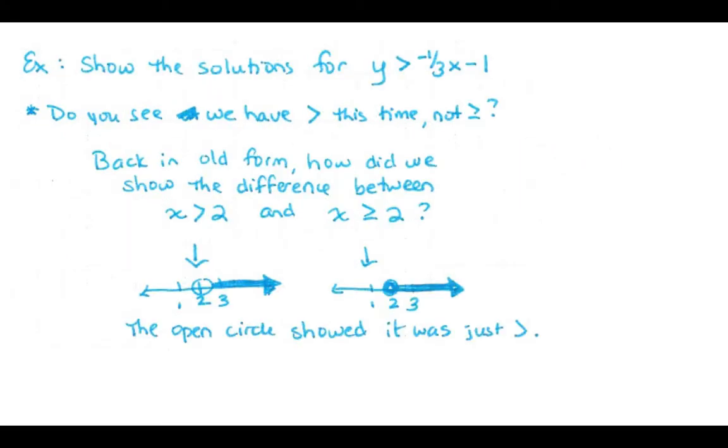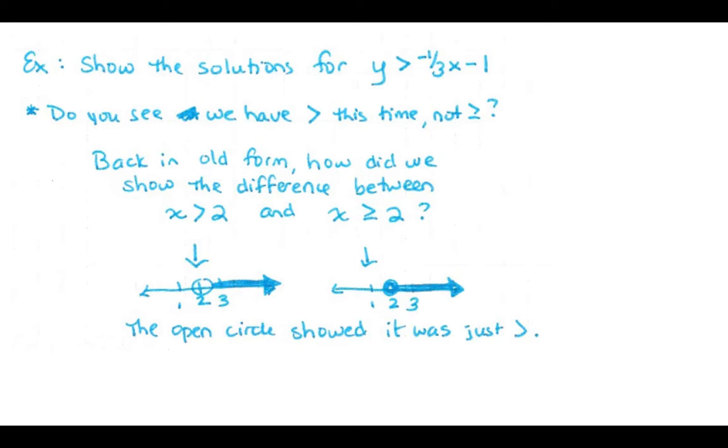Well, let's think about back in the day. So we're going to start a new example. Y is greater than negative 1/3 x minus 1. You notice this time it says greater than, not greater than or equal to. So back in the old form of one variable, when we needed to show the difference between x greater than 2 and x greater than or equal to 2, the x greater than 2 had this open circle. That's how we showed that that's our boundary point, but we weren't including it.